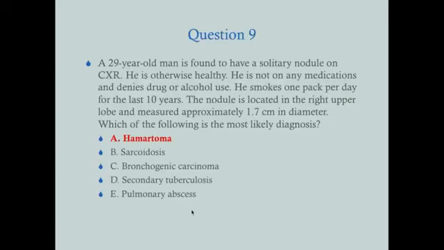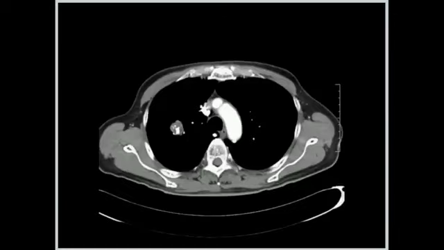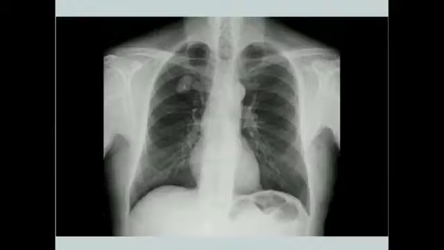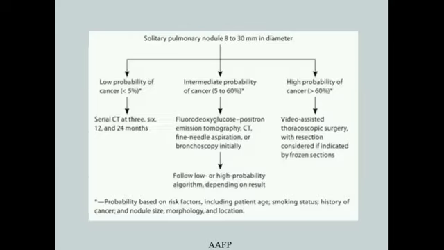So pulmonary abscesses also tend to show up with a solitary nodule, but there's going to be very little calcification, if any. And usually with an abscess, you're going to see a cavitation with an air fluid level, and this is totally solid. So that's not the case in this patient. So with a solitary pulmonary nodule, what we do is we look at the size of it.